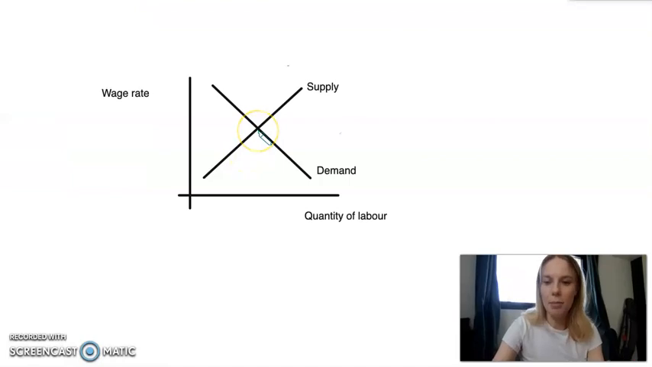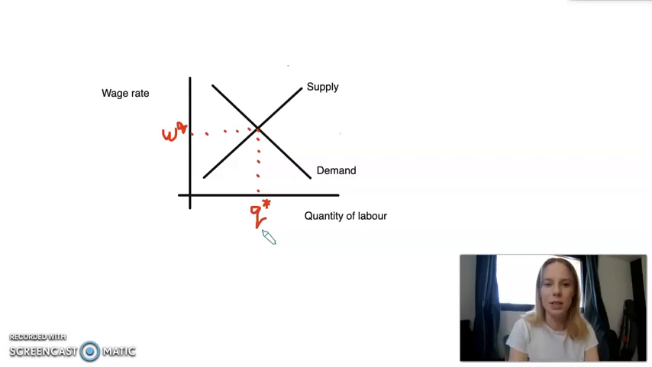Now this is a concept that I'm sure you're familiar with. So we take this intersection, we can draw it out here, and this is going to give us W star, let's say. And taking it down to the x-axis, we're going to get Q star. Now what this tells us is that for any given wage rate, let's say W star, firms within an economy are going to hire Q star amount of workers. That's what that tells us.